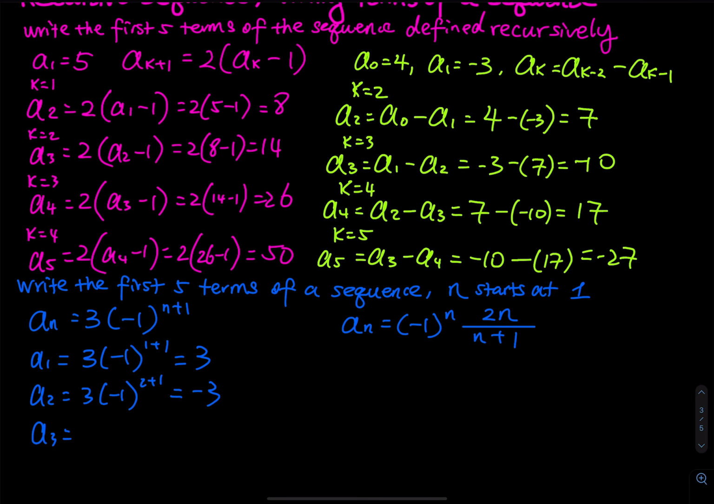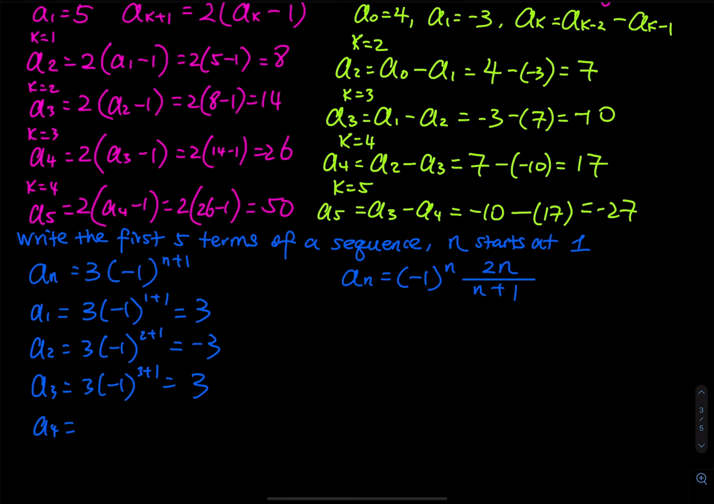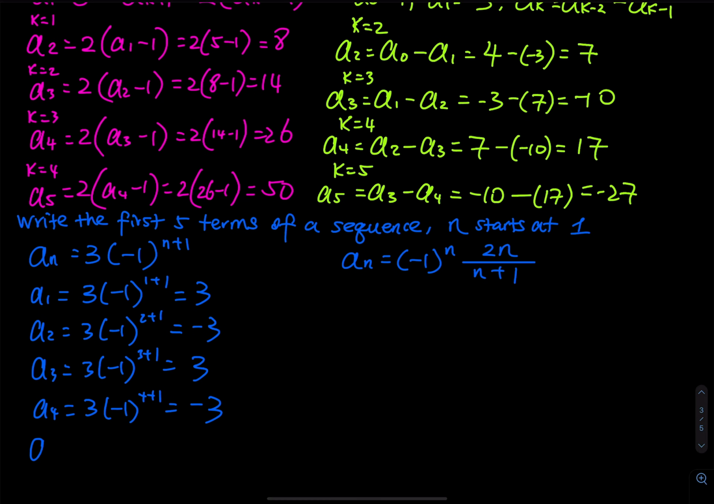A of 3, this is 3 times negative 1 to the 3 plus 1. That is positive 3. A of 4, this is 3 times negative 1 to the 4 plus 1, negative 3. And then a of 5, this is 3 times negative 1 to the 5 plus 1. So this is 3, and negative 1 to the 6th power is positive. Yep, the plus and minus alternate.